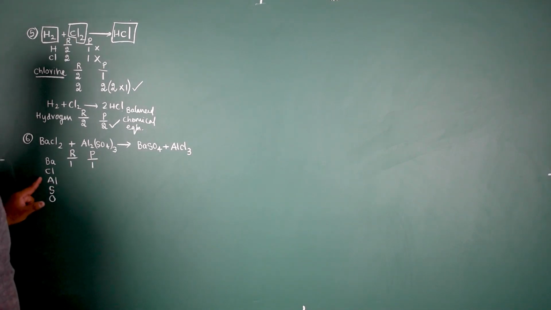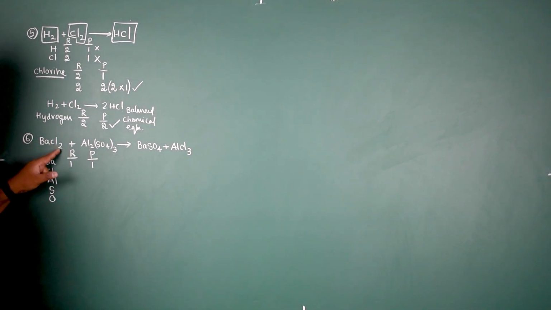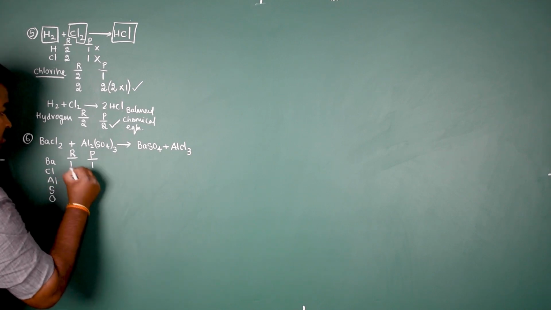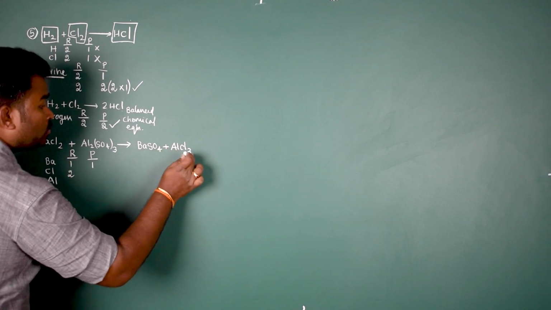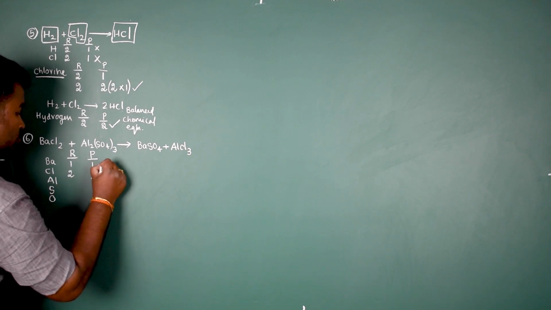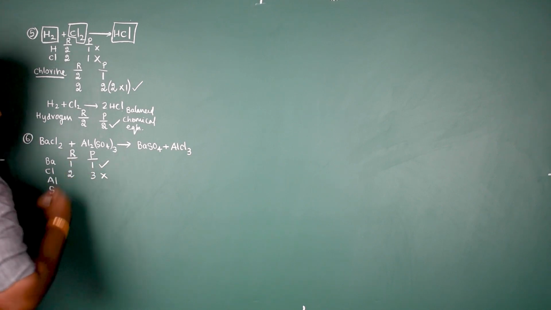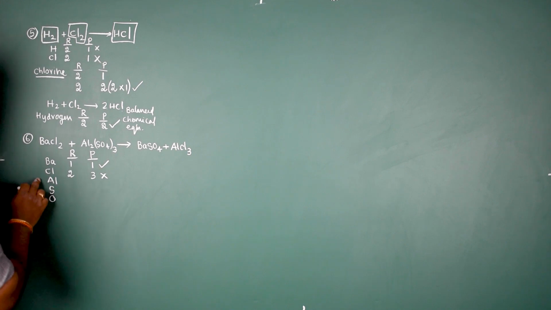Barium: 1. Chlorines are 1 into 2, so 2 chlorines, whereas on the product side it is 1 into 3, 3 chlorines. So barium is balanced, but chlorine is not balanced. Okay, let's look at aluminium.